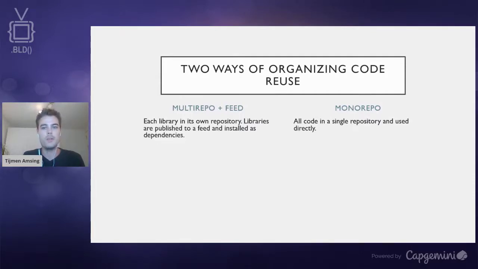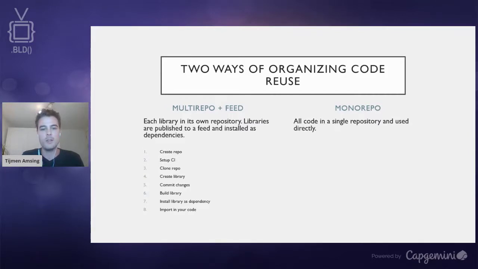With the multi-repo and a feed, each library is located in its own repo, and all the libraries are published to a feed and installed as dependencies. On the positive side, it's very organized and it's a very flexible approach, but working simultaneously in different repositories can be pretty inefficient. And creating and using a library is time-consuming, because each time you have to create a repo, you have to set up the CI, clone the repo, create the library, commit your changes, then build your library, install this dependency, and then finally you can import it in your code.